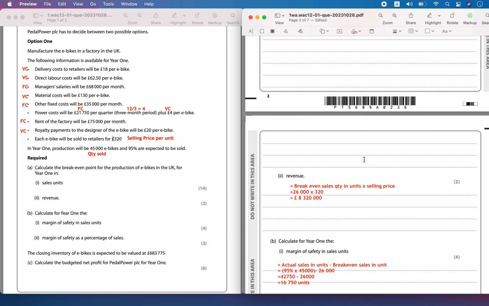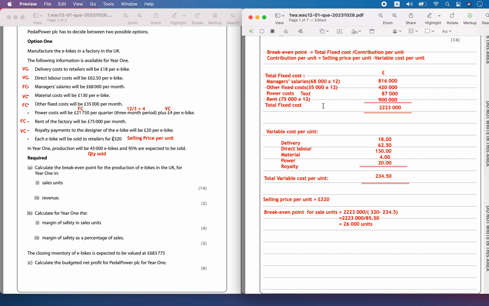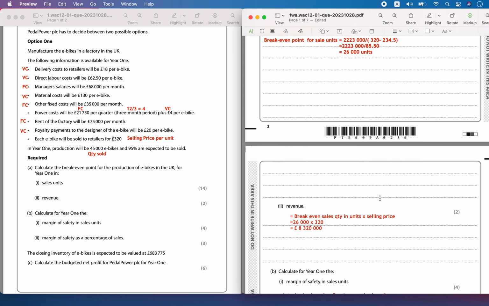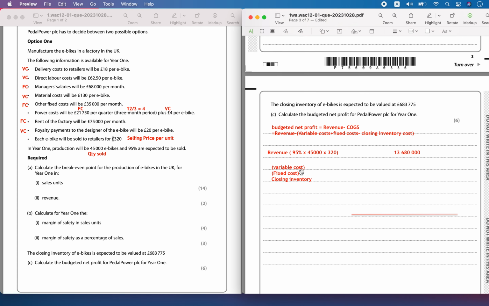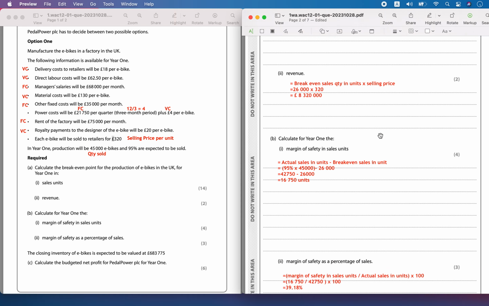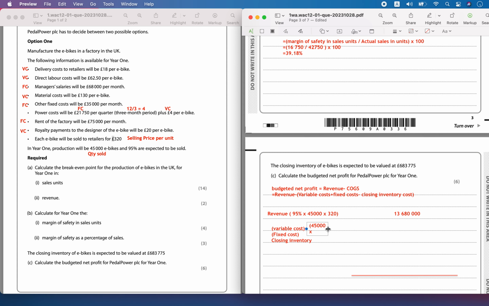For the variable cost, we know the variable selling price. It had been calculated in the part A1 question. It is 234.5, and the number of goods produced, the production, was actually 45,000. It is not the selling quantity. So a total of 45,000 e-bikes were produced, and their variable cost was around 234.5. Then you have the fixed cost.